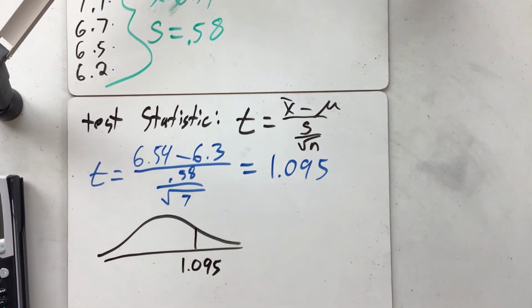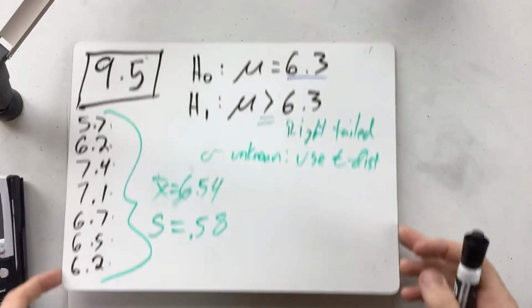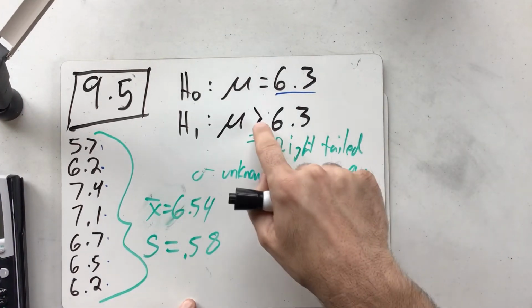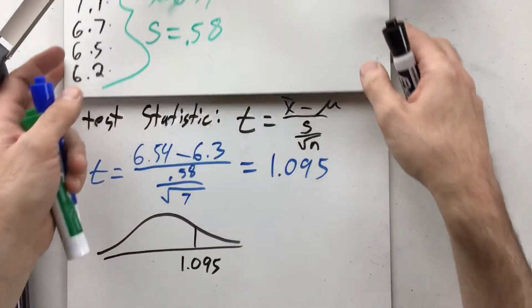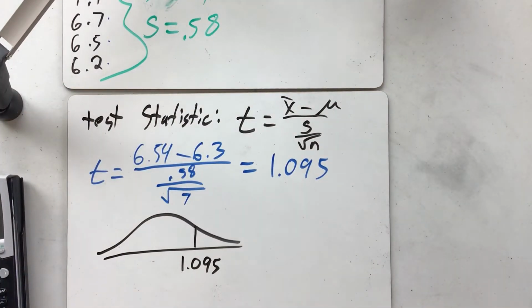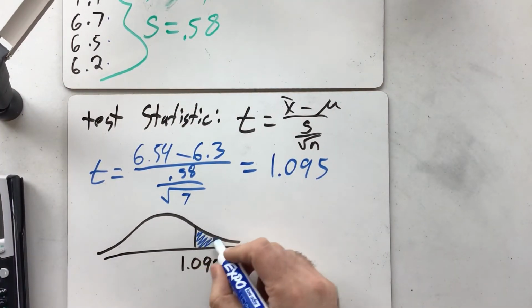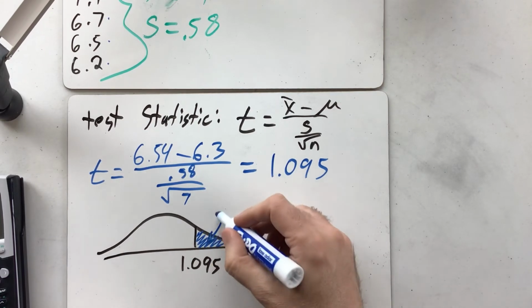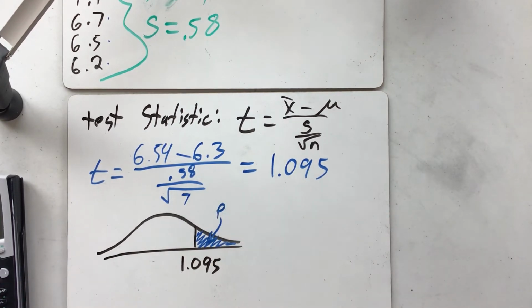And now what is the p-value I'm looking for? Well, notice I'm at a right-tailed test. I have a greater than sign. So that means I'm going to shade the right-hand side of this thing. And so my p-value is that section that's over on the right-hand side of 1.095.